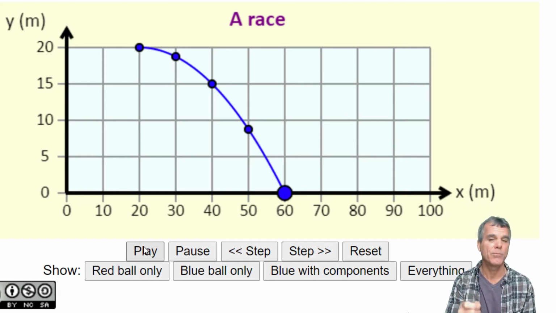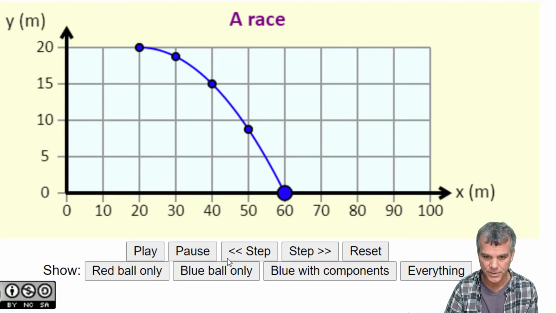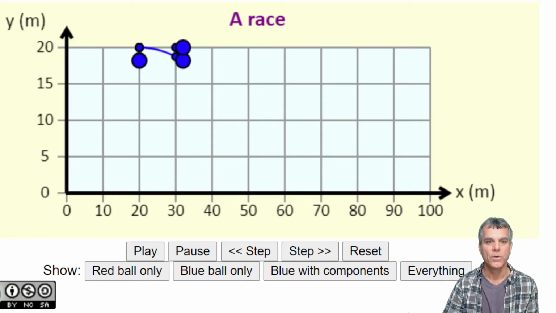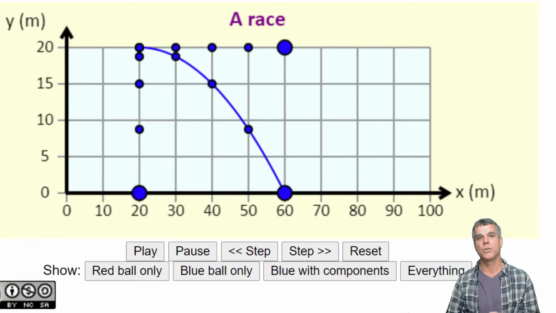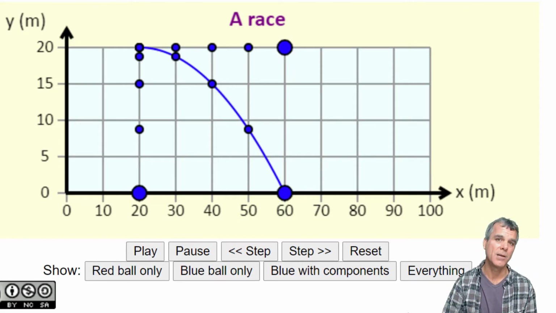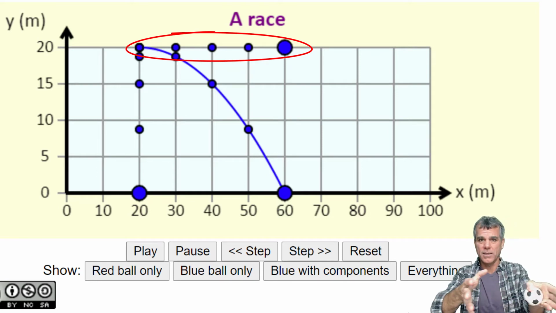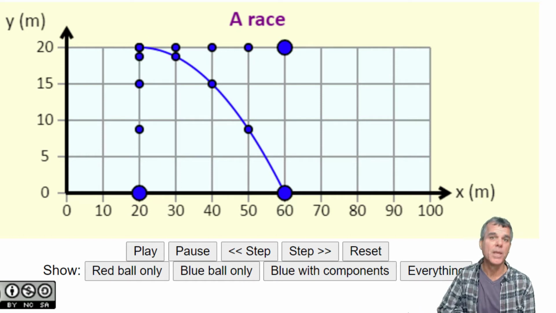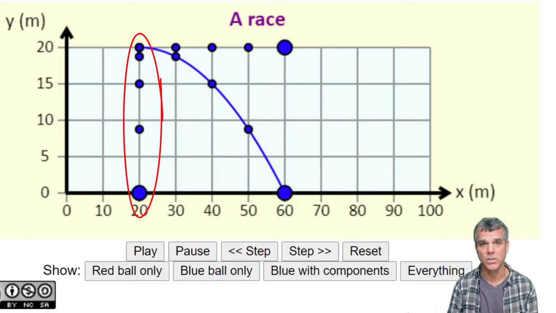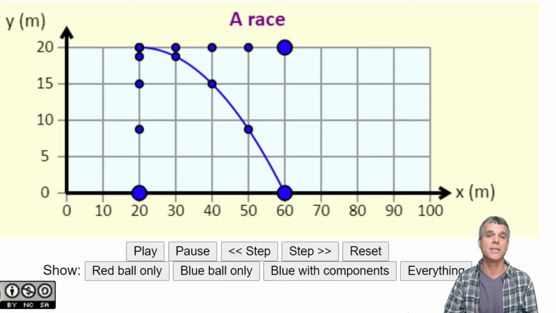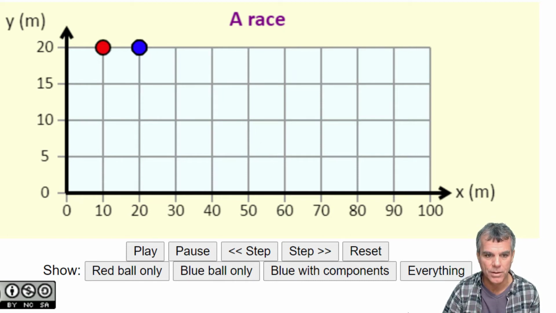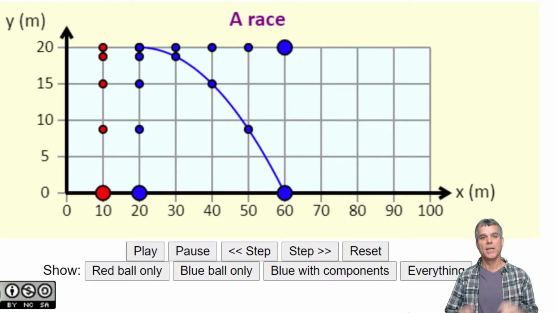But if I separate the x and y components of the object's movement and look at them individually, what I'll see is that this parabolic trajectory of the blue ball is really a combination of horizontal motion at a constant velocity, so it's moving at the same velocity horizontally the entire time, and vertical motion at a constant acceleration. It's behaving exactly the same as if it was dropped from rest, because the initial velocity in the y direction was 0.